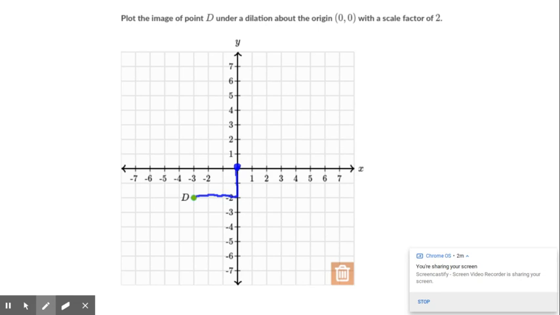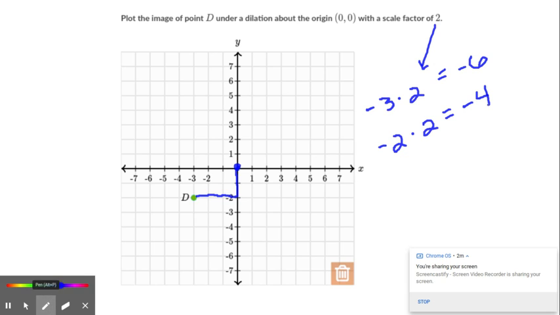So I can't just change the vertical distance. I can't just change the horizontal distance. I have to change both. So let's take care of horizontal first. So the horizontal change was -3. If I multiply that by my scale factor 2, that gets me left 6. If I take care of my vertical next, I had to go down 2. If I multiply that by 2, it gets me now down 4.